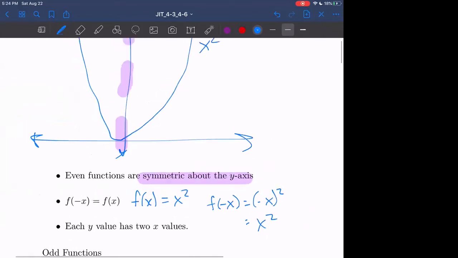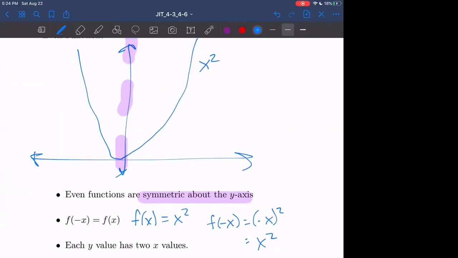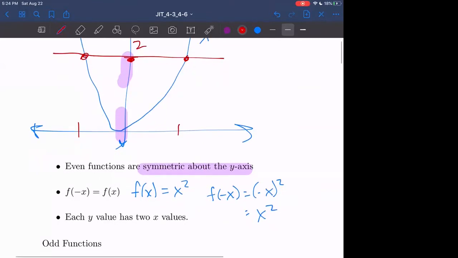The other thing with even functions is that each y value is going to have two x values. So for every y value, let's say y equals 2, if I look at x squared, I would have two x values that match it. And that's okay. Repeated y values are okay. It's just repeated x values that are not okay. So that's with even functions.